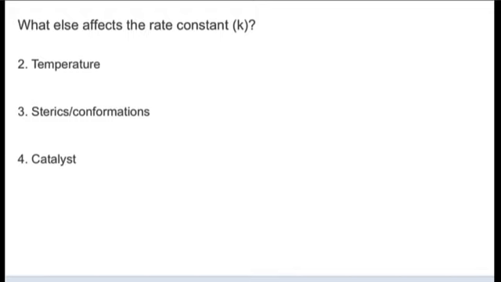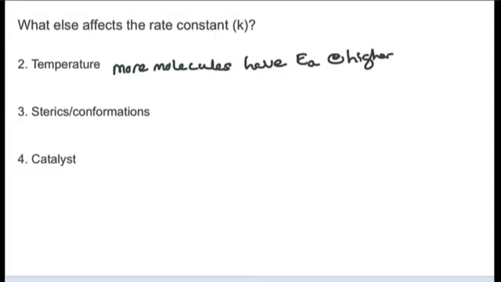So what else affects the rate constant K? Well, we know that temperature affects the rate because more molecules have the energy required to do the reaction at higher temperatures. Another consideration is sterics and conformations.